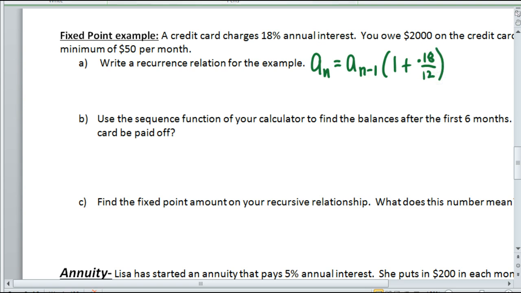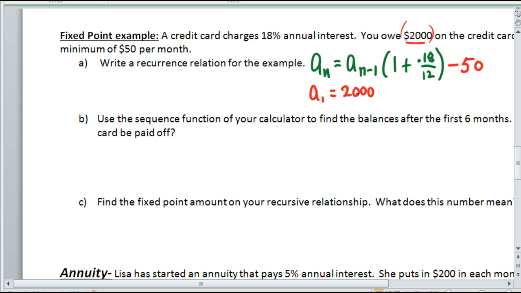And then to finish this off, I'm going to be making a payment. So from my $2,000 that I owe, I'm going to take away $50. Even though I'm paying in, I'm taking it away from the $2,000 that I owe. This is a negative number, so I'm actually adding this number into this negative number, and so I've got it kind of turned around a little bit. But this will work. And then I also need my first term, so a sub 1 is equal to 2,000.